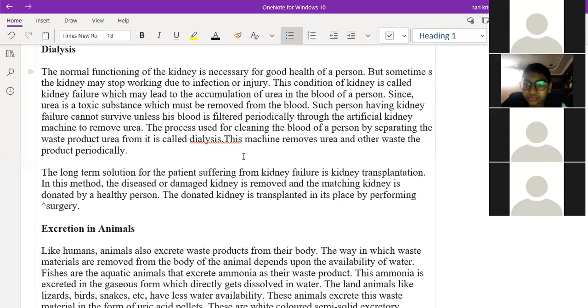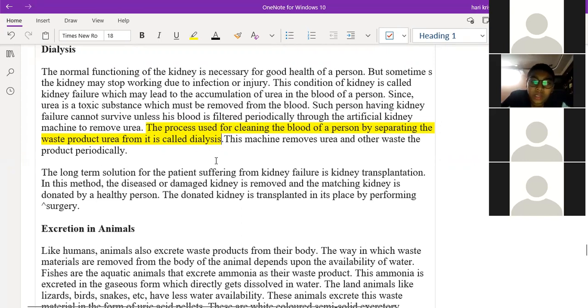What is dialysis? Sir, can I tell dialysis? Sir, the blood of a person with kidney failure can be cleaned regularly by using a machine, and it is called dialysis. The process used for cleaning the blood of a person with kidney failure by separating the waste substances in the form of urea from it is called dialysis, sir.